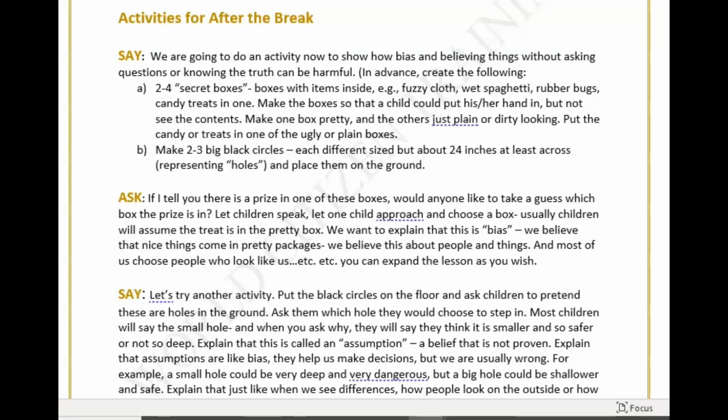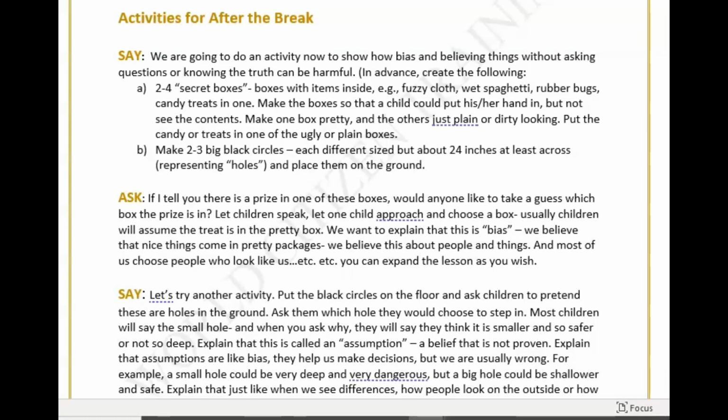And here's where we put the black circles on the floor, and we ask children to pretend, use their imaginations, and these are holes in the ground. I should have clarified here, we've got 2 or 3 paper circles, each a different size, but about 24 inches, so one might be really small, and another one's going to be big, maybe 3 feet wide. Anyway, we're going to ask them, if we're pretending these are holes, which one would they want to step in? And most children will say the small hole, and when you ask them why, they'll say they think it's smaller, so it's probably safer and not so deep.